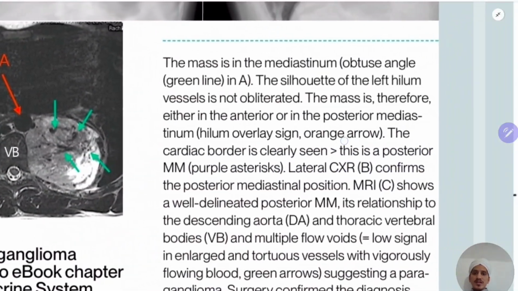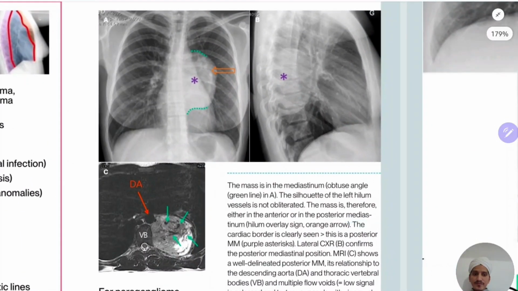The mass is in the middle mediastinum, the silhouette of the left hilum vessels is not obliterated. The mass is therefore either in the anterior or in the posterior mediastinum. The cardiac border is clearly seen. This is a posterior mediastinal mass, and the lateral chest X-ray confirms it. This is important: the cardiac border is clearly seen. When the cardiac border is obliterated by the mass, then the mass is mostly in the middle mediastinum.